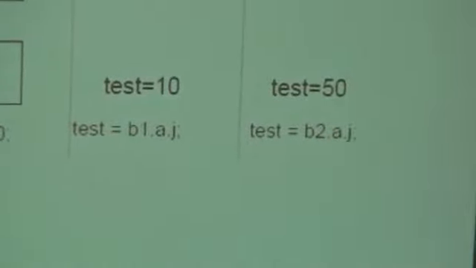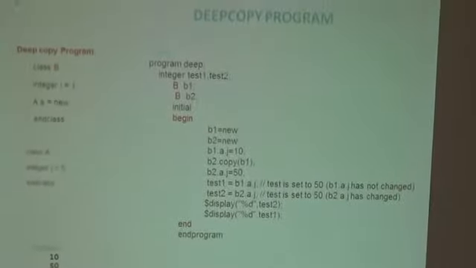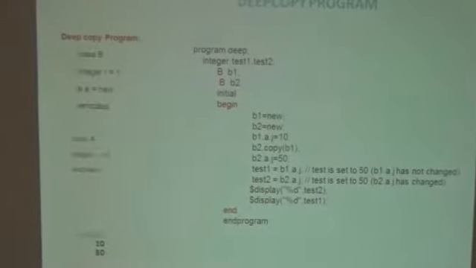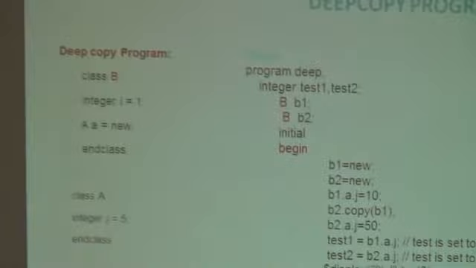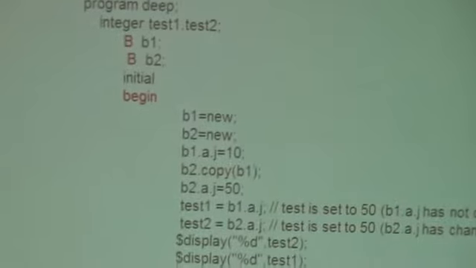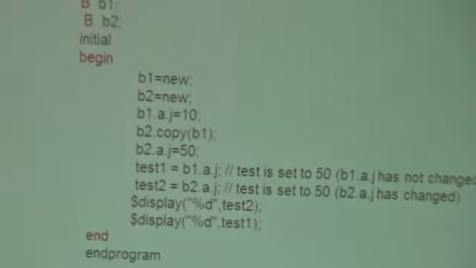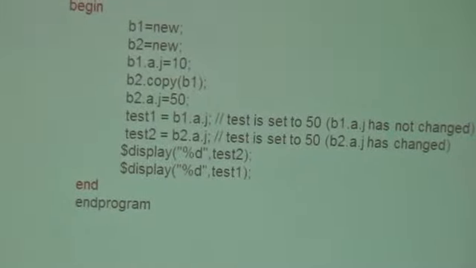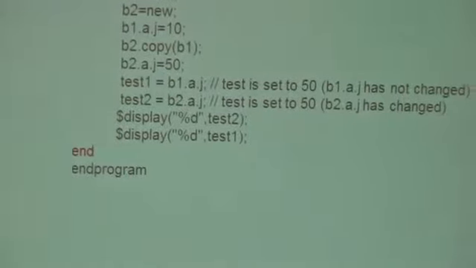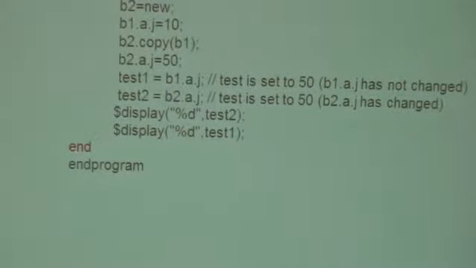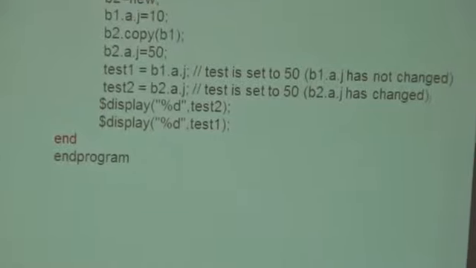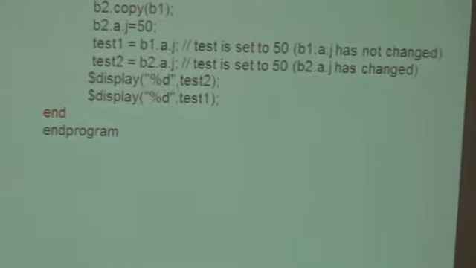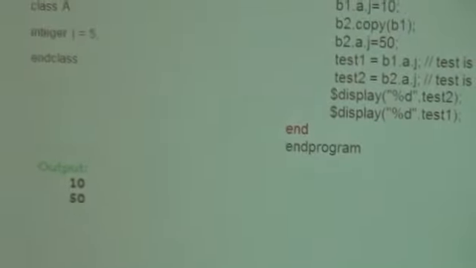Now we will see the program execution in the next. This is the program execution flow of deep copy. In this deep copy we have class B, class A, and the program has 2 object handlers for B, memory allocation for B1, object creation of B2, updating the value of a.j equal 10, performing deep copy, and updating the value of j equal 50, which is the property of class A. Now we try to print out the values, and the required output will be 10 and 50, since both are updated.